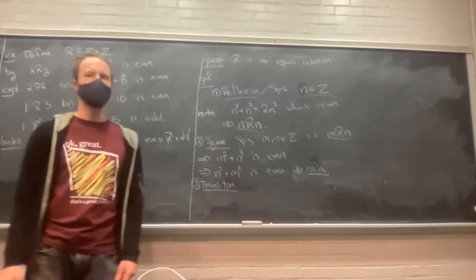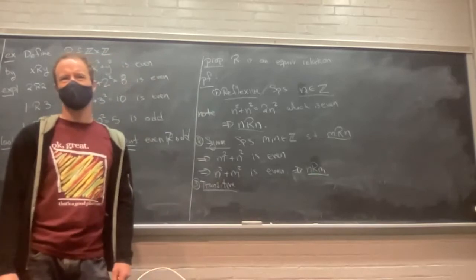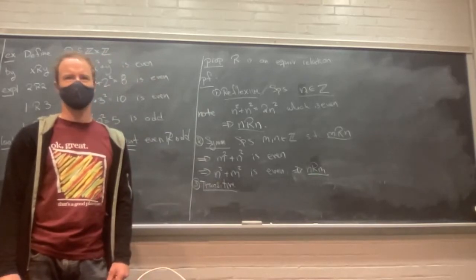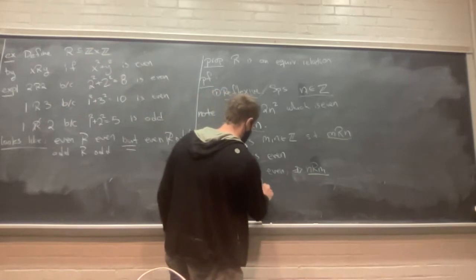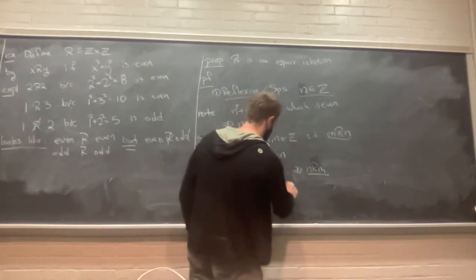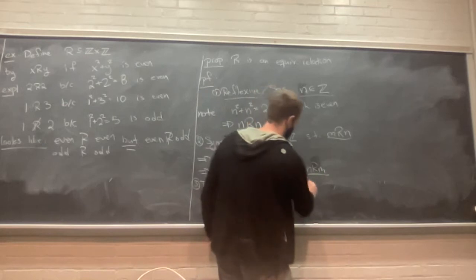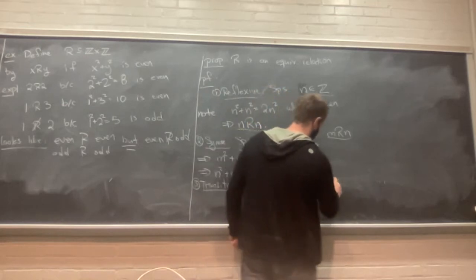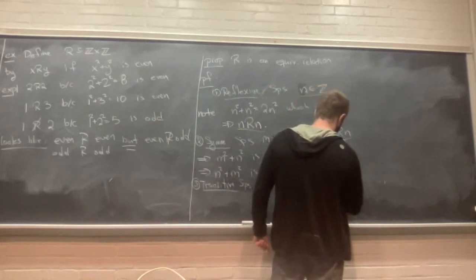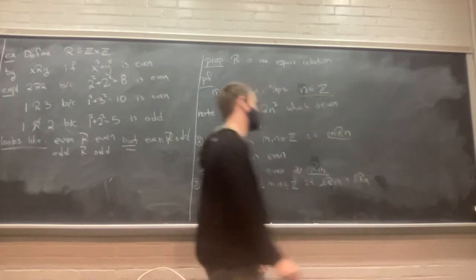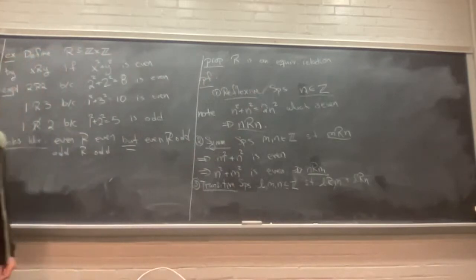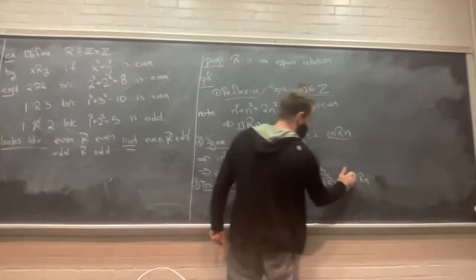Okay, so what should we use as our third letter for an integer? L. Yeah. So let's suppose L, M, and N are integers such that L is related to M and L is related to N. No, sorry. M is related to N.